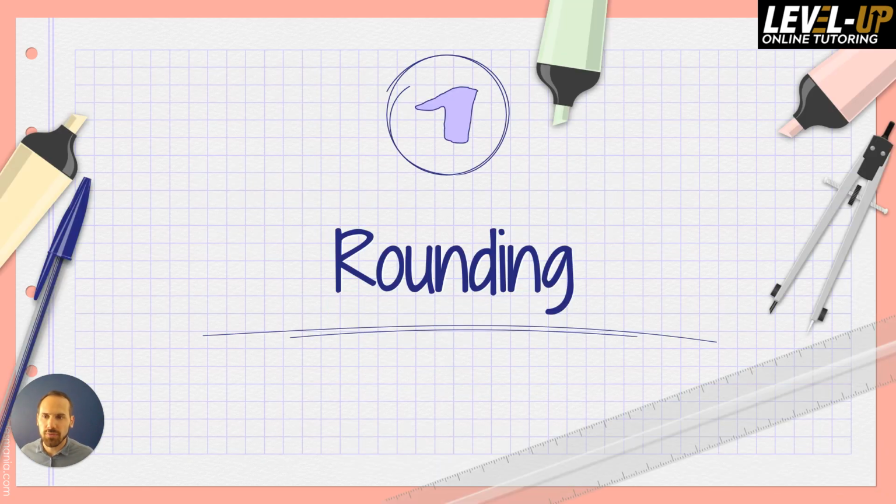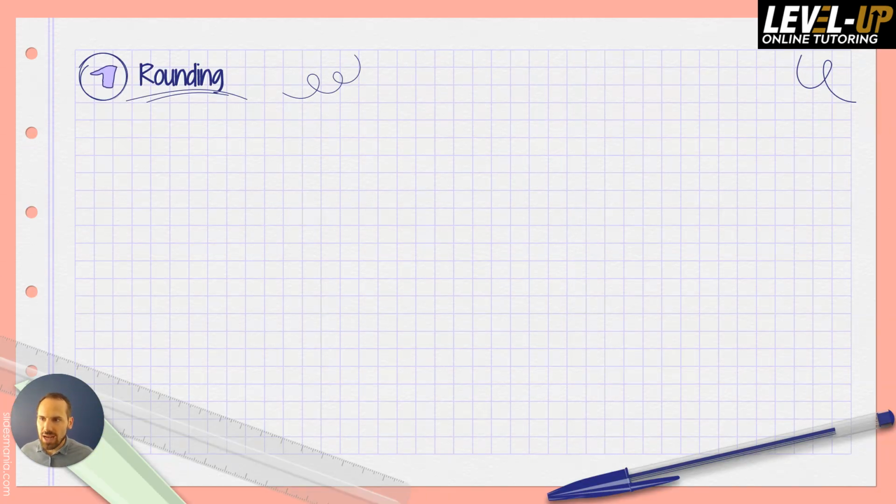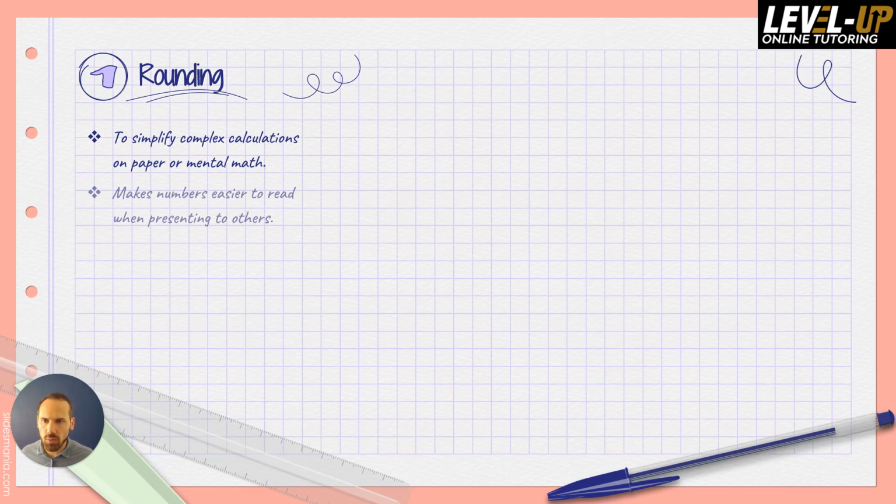So let's take a look at rounding first. How do we round numbers? Like I mentioned, it's a way to simplify complex calculations, particularly for math we're doing on paper or mental math. Say you're out at the shop comparing prices of different products and you don't want the exact value, you just want a rough value. That is one example of why we would use rounding.